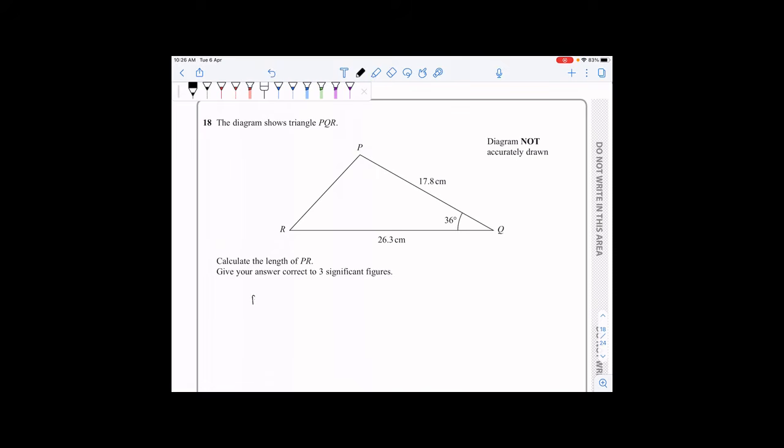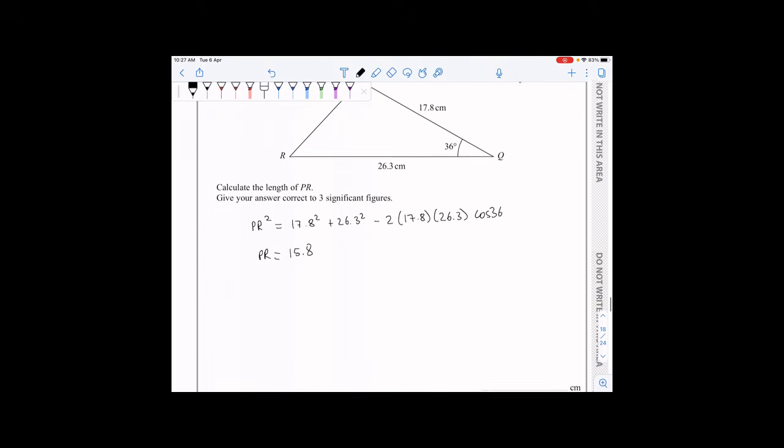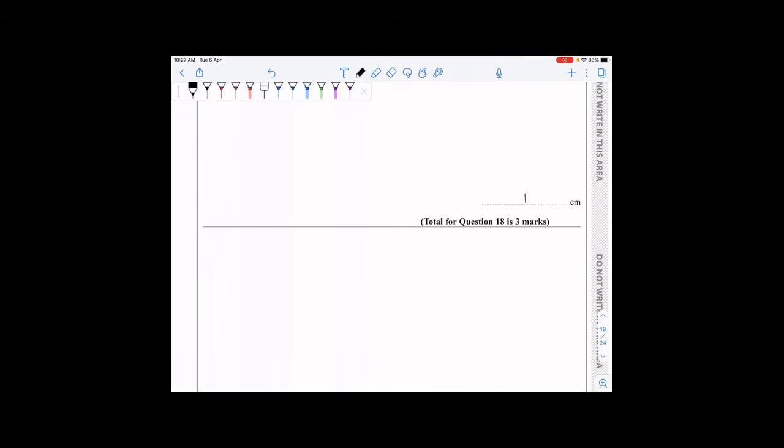So PR squared is 17.8 squared plus 26.3 squared minus 2 times 17.8 times 26.3 cos of 36. I will plug everything on the calculator and take the square root. It's giving me a result of 15.8 correct to 3 SF.